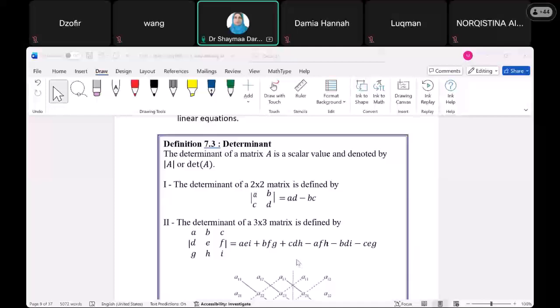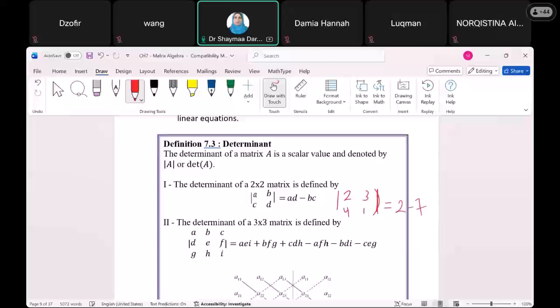So this is if you have a 2 times 2 matrix. For example, if I need to find the determinant for the matrix 2, 3, 4, 1, it will be 2 minus 12, which is minus 10. So simply you need to multiply and subtract.